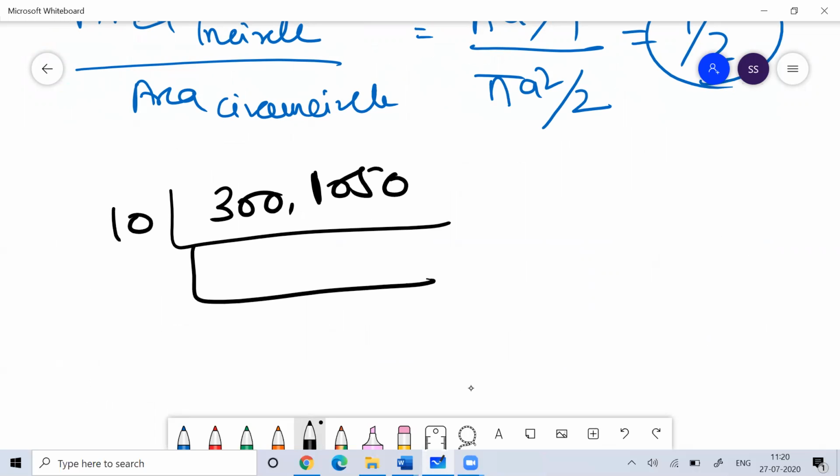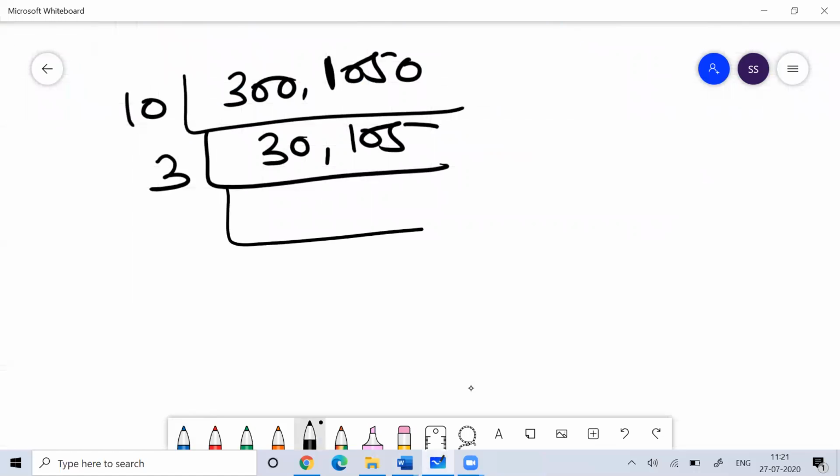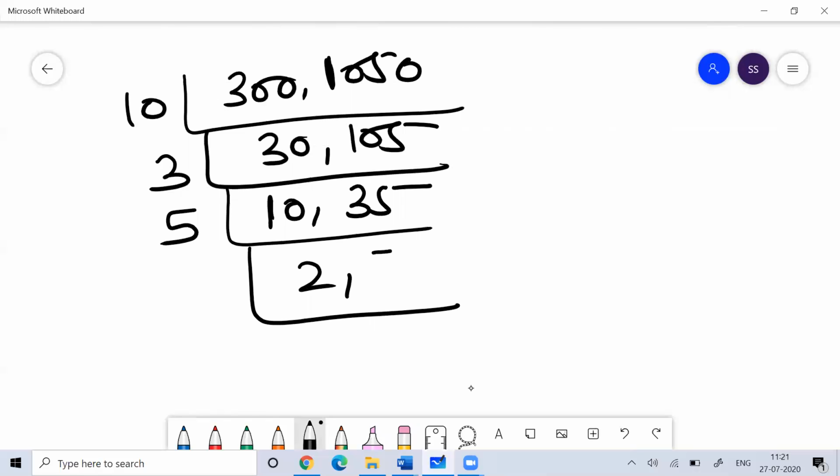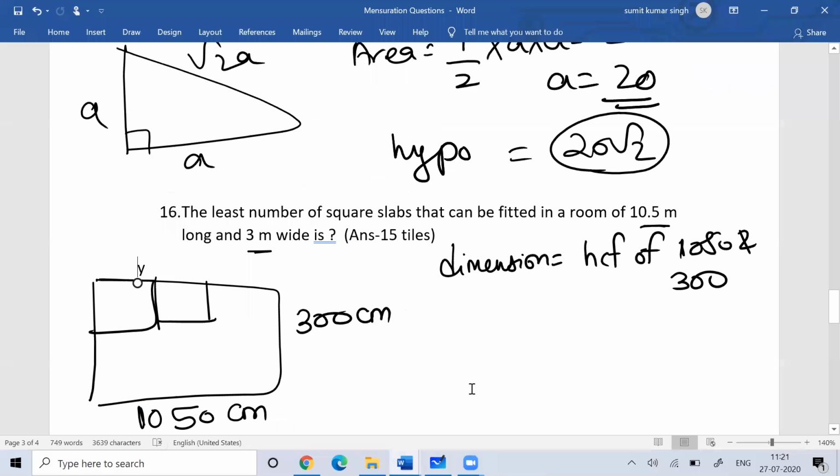Just divide by 10. So this is 30 and 105. This will go by 3. So if we go by 3, this is 10 and 35. Then this will go by 5. This is 2, this is 7. So the HCF of them would be 150. So the dimension of the slab you should take should be 150 centimeters.